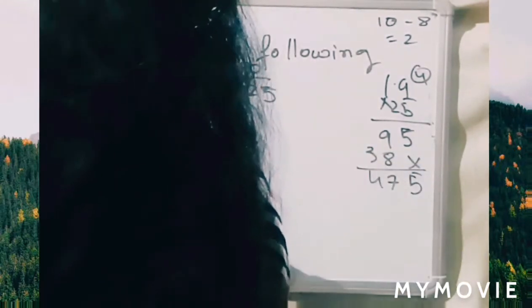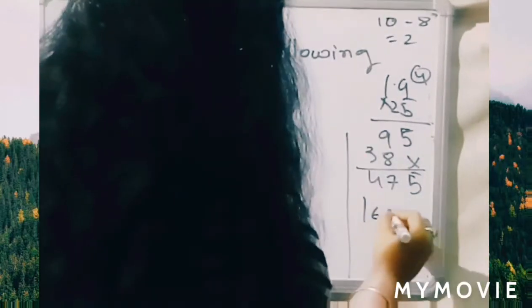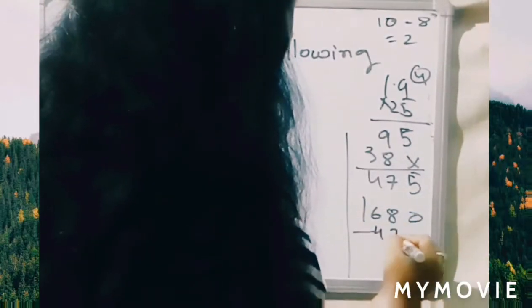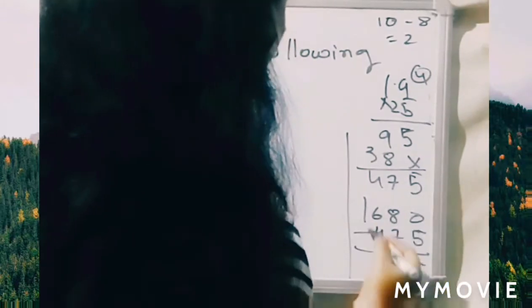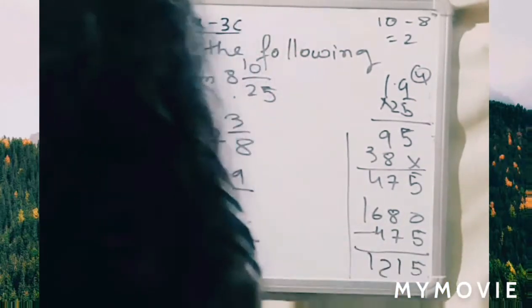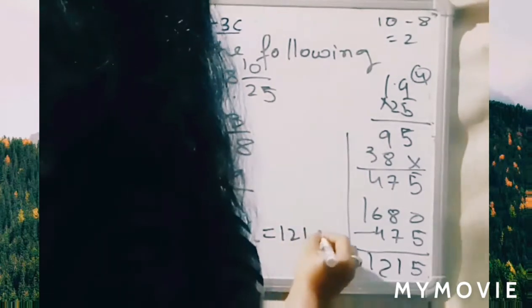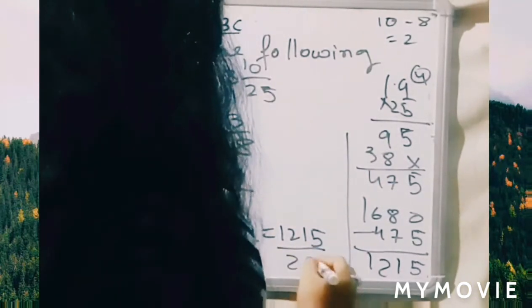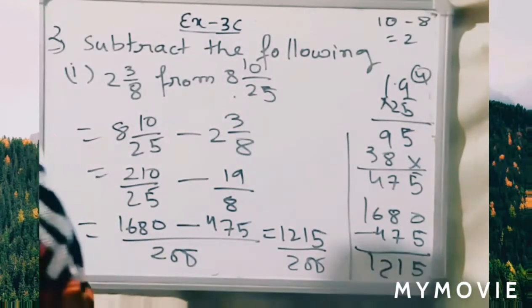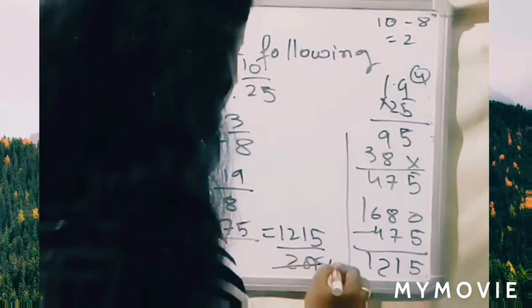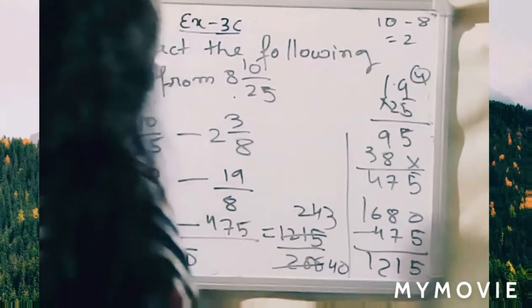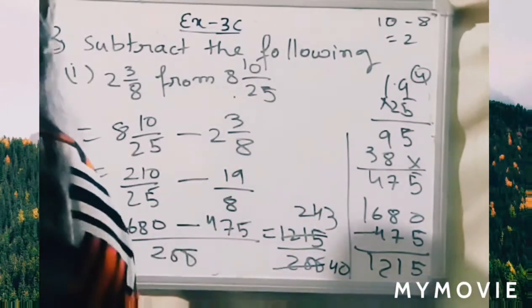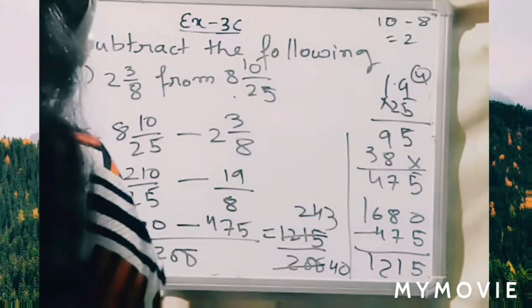So 475 you have to subtract. 1680 minus 475. 10 minus 5 is 5. 8 minus 7 is 1. 16 minus 4 is 12. So your answer is 1215 by 200. This you can cancel with 5 also. Cancelling, 5 4s are 20, 5 2s are 10, again 5 4s are 20, 5 3s are 15. So your answer will be 243 by 40.